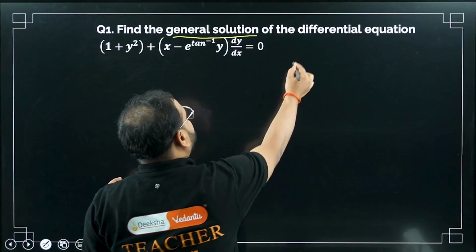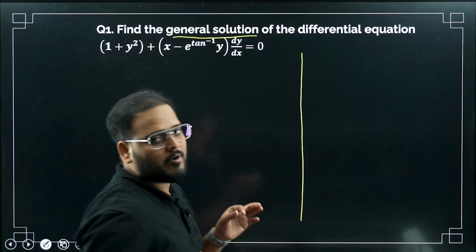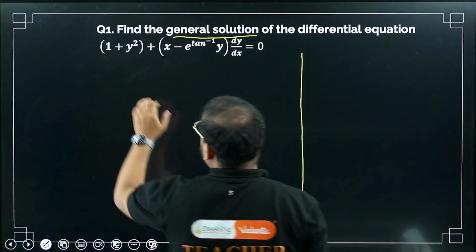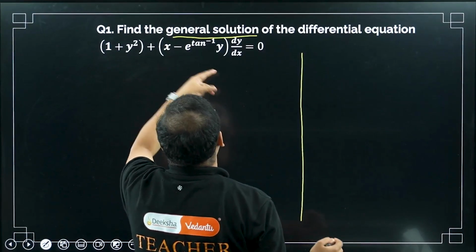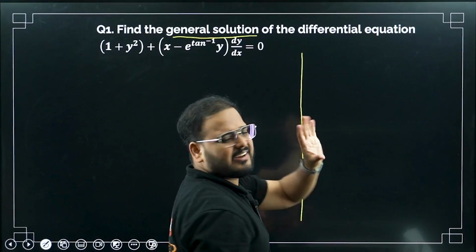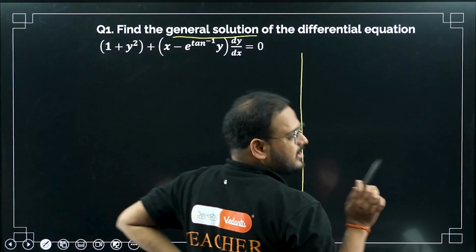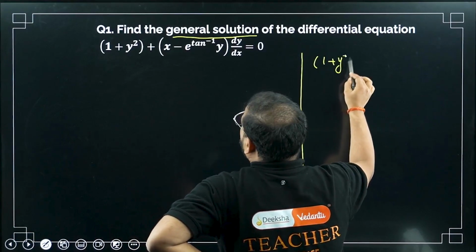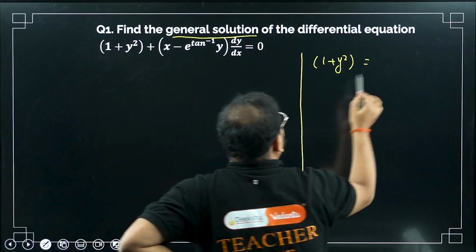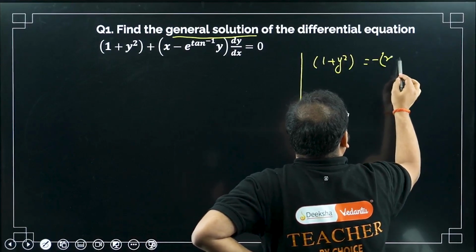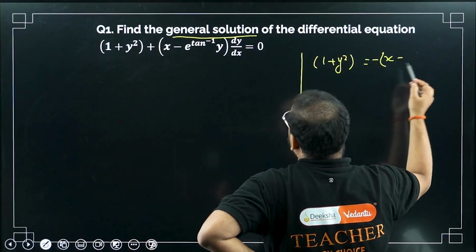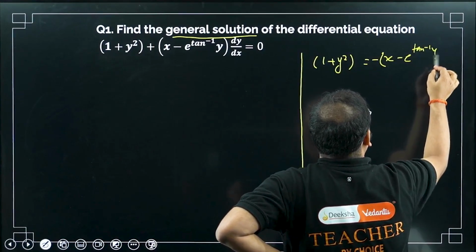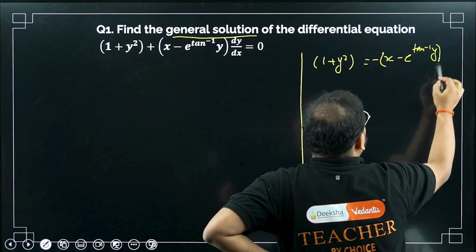I said you have to form the standard form of the linear differential equation. Please reduce it to that point. I need dy by dx on one side, right? If it is dy by dx or dx by dy, we can see that later. So if you see, I can write it like this: 1 plus y square, minus x, minus e power tan inverse of y, dy by dx.